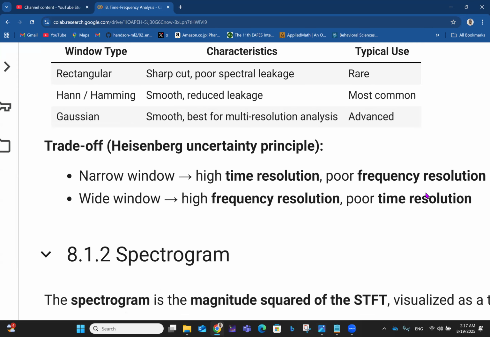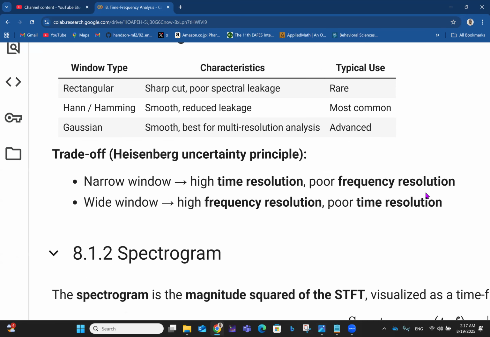So for trade-off now, we can talk about the Heisenberg uncertainty principle. I think that came up when we were talking in physics, when we talk about light, the wave particle duality of light and all that. So if you have a narrow window, that will give you high time resolution but poor frequency resolution. But for a wide window, you have high frequency resolution and poor time resolution. So if you want high time resolution, you go for a narrow window. If you want high frequency resolution, you go for a wide window.